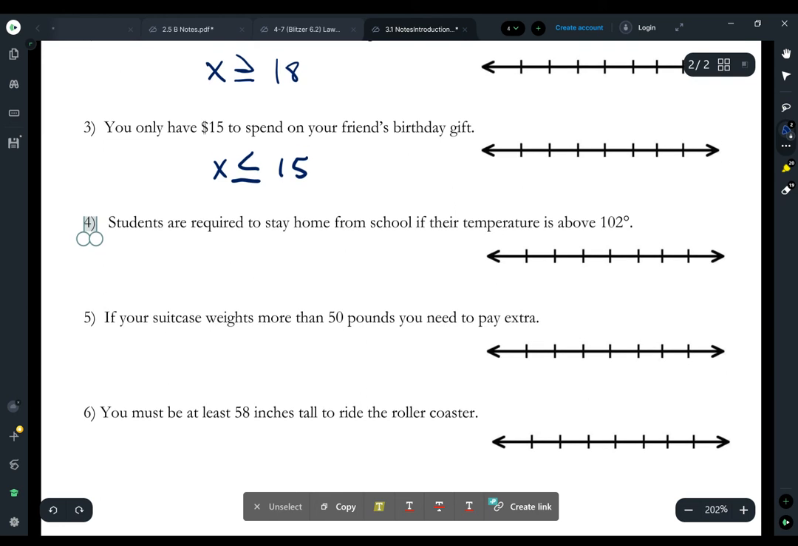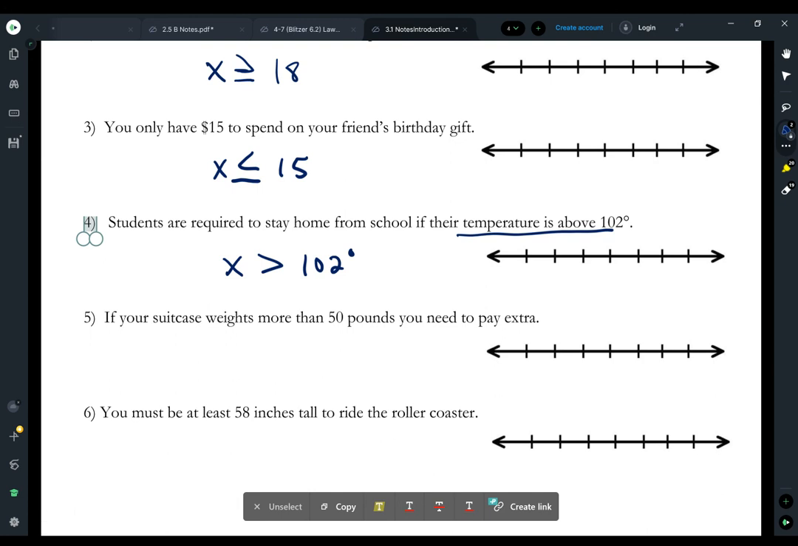Students are required to stay home if their temperature is above 102, so we're comparing our temperature to 102, and we get to stay home if it's greater than, but not equal to. It just says above. So the next one is comparing, let's see, if our suitcase weighs more than 50 pounds, so X compared to 50. So more than 50 would be greater than. And it doesn't say you have to pay more if it's 50. So 50 would be the max. Above that, you would have to pay.